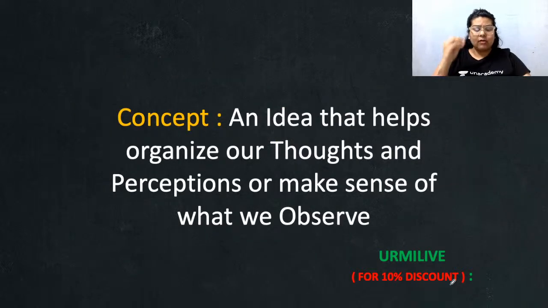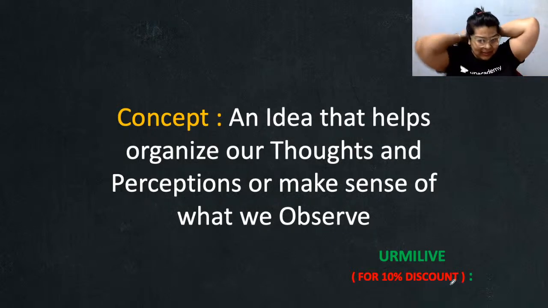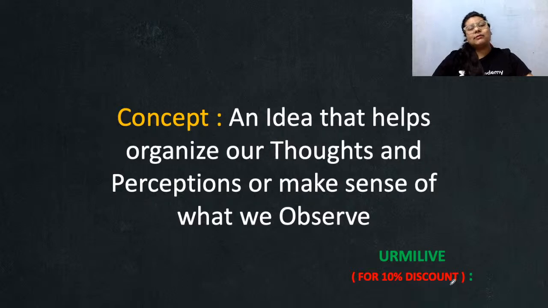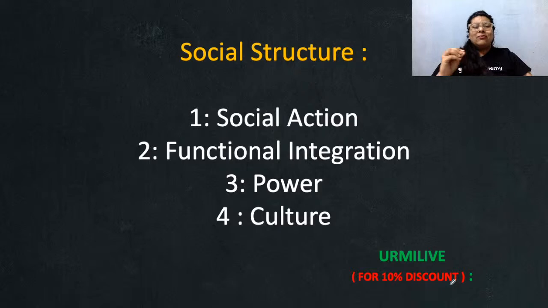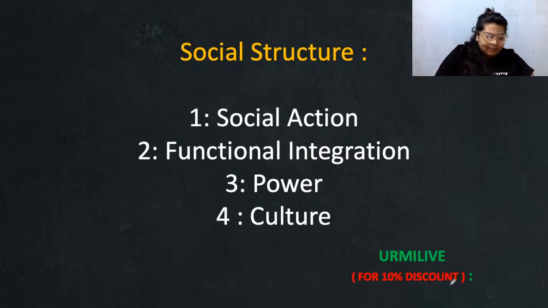All right. What do you mean by a concept? An idea that helps you organize your thoughts and perceptions, or make sense of what we observe, what we analyze, what we see. That is basically the concept. What do you mean by social structure? Social structure has four components: social action, functional integration, power and culture. And all these things we will study in detail in the upcoming chapters.